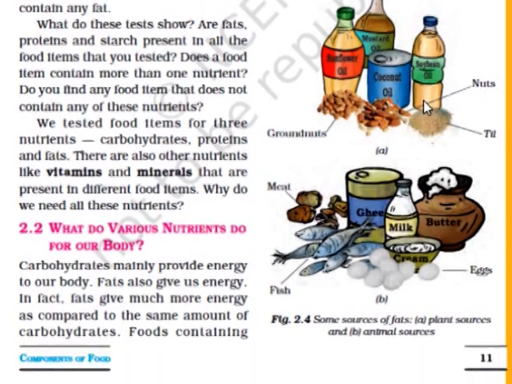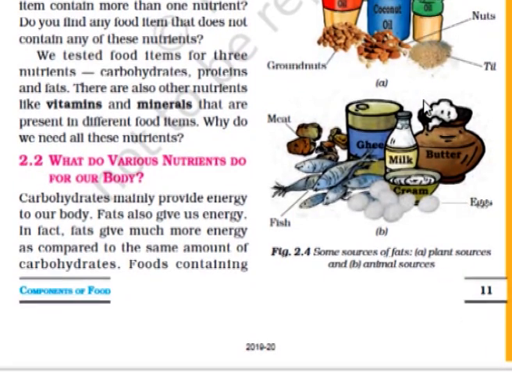Other sources of fat come from animals and plants. Like butter, milk, cream, ghee, meat, fish, egg. These are the animal sources of fats. Some sources of fats are plant sources or animal sources. So in the figure you see ghee, milk, butter, cream, and egg, fish, meat.